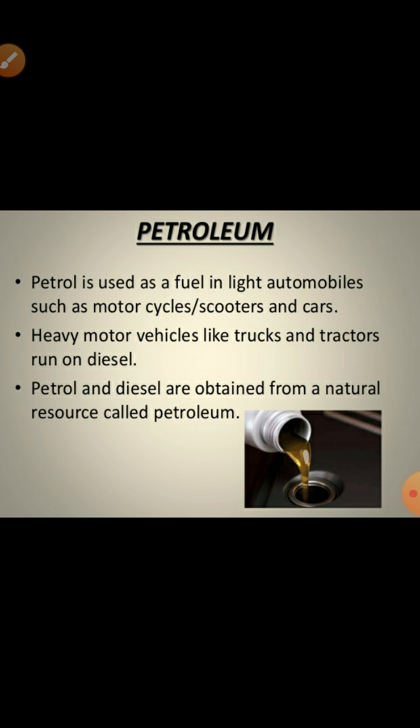Now you have to understand where we use petrol and where we use diesel. Petroleum is a source from which we get many kinds of constituents, like petrol, diesel, paraffin wax, and so on. First, petrol is used as a fuel in light automobiles like motorcycles, scooters and cars. Diesel we use in heavy motor vehicles like trucks and tractors. Petrol and diesel are obtained from a natural resource called petroleum.